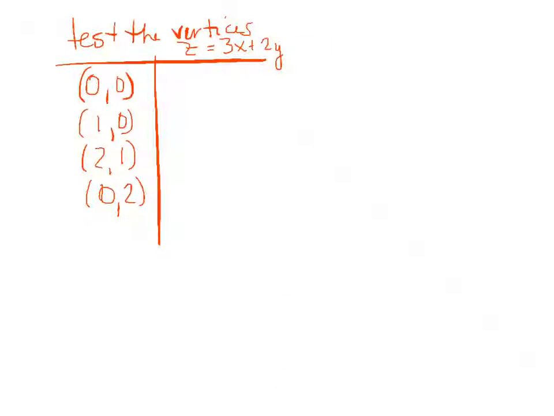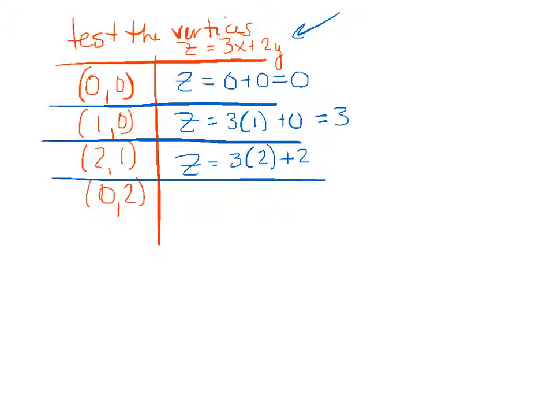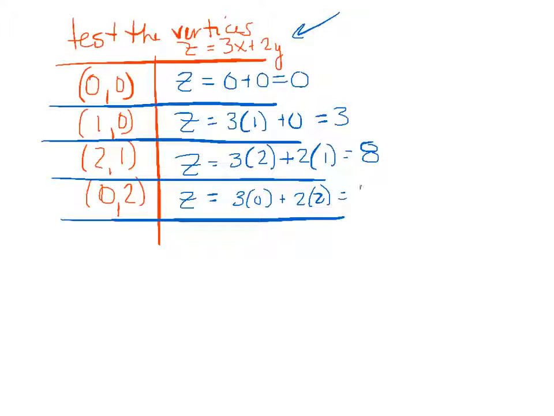Okay, so I have my 4 vertices, I have my objective function. Now I have to calculate z for every one of these ordered pairs which represent my vertices. So in the first case, z is equal to 0 plus 0, it's just 0. In this second case, z is equal to 3 times 1 plus 0. Here, this vertex has 3 times 2 plus 2 times 1. 6 plus 2 is 8. And finally, I've got 3 times 0 plus 2 times 2, and I get 4.